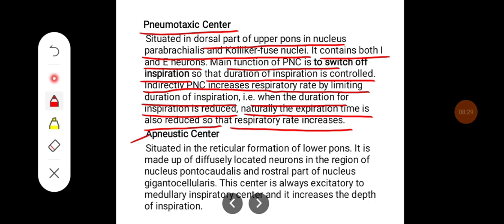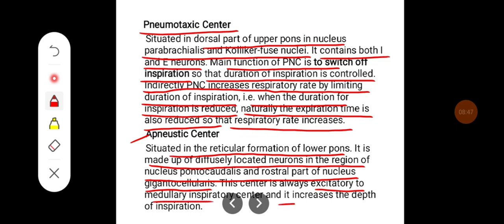Apneustic center, situated in the reticular formation of the lower pons, is made up of diffusely located neurons in the region of the nucleus pontis caudalis and the rostral part of the nucleus gigantocellularis. This center is always excitatory to the medullary inspiratory center and it increases the depth of inspiration.